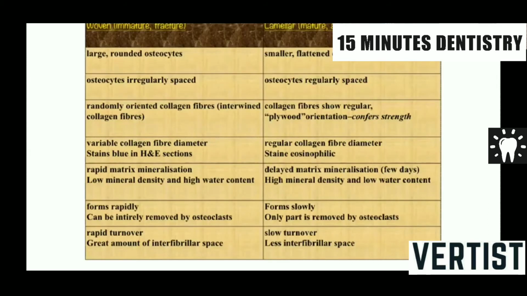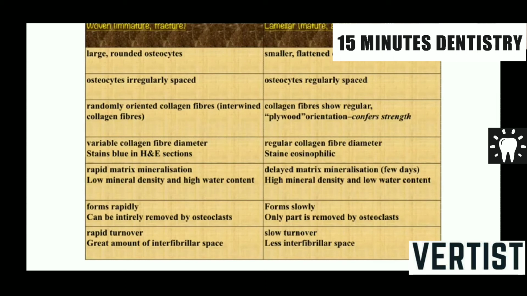There are some differences between the immature and the mature bone. We should know that in the immature bone, the woven bone, the osteocytes are large, rounded, and irregularly spaced, the collagen fibers are randomly oriented, they have variable collagen fiber diameter, and this is seen on H&E staining. There is rapid matrix mineralization, low mineral density, high water content, and a rapid turnover rate can be seen here.